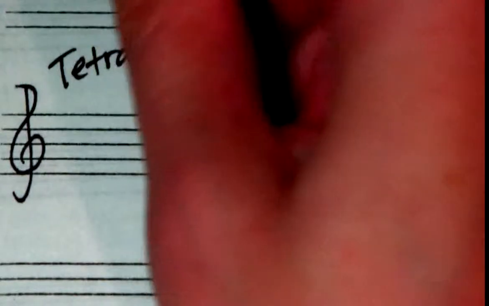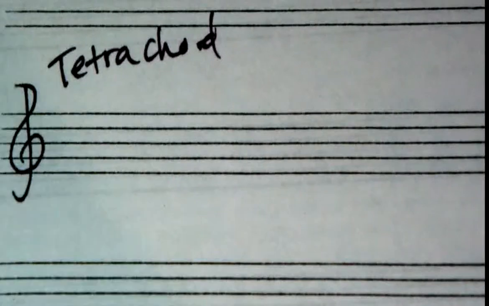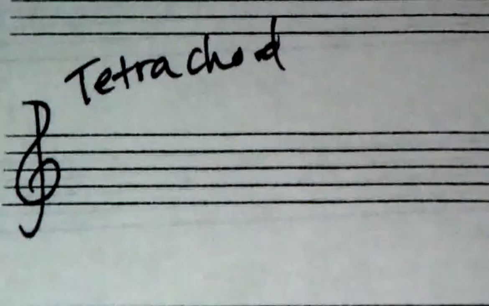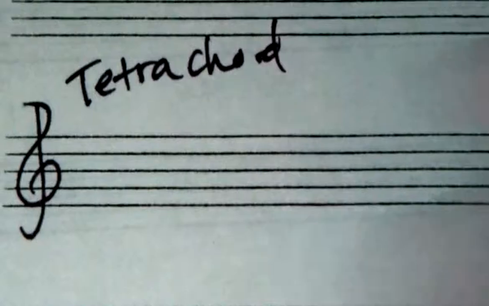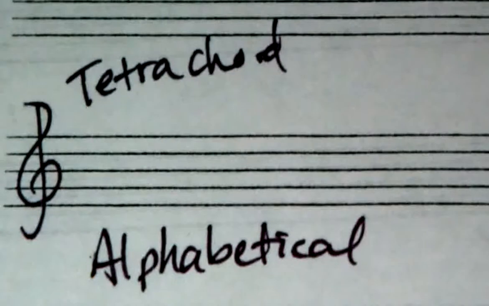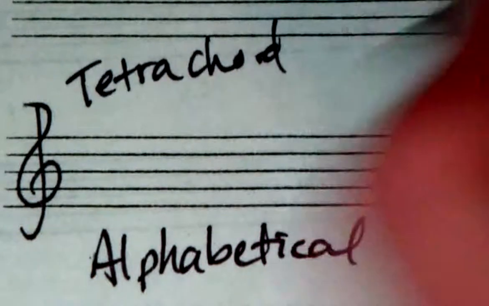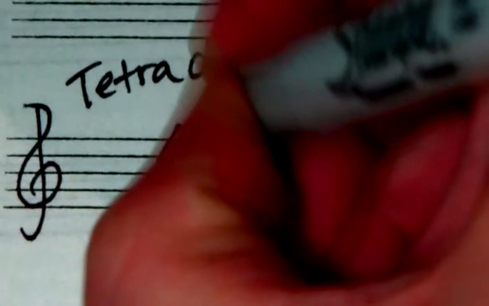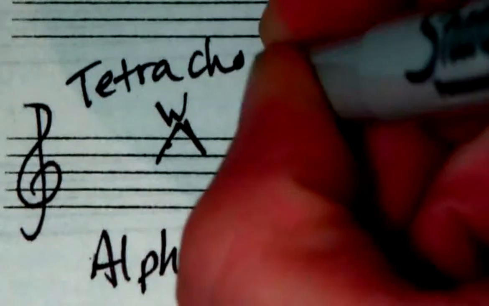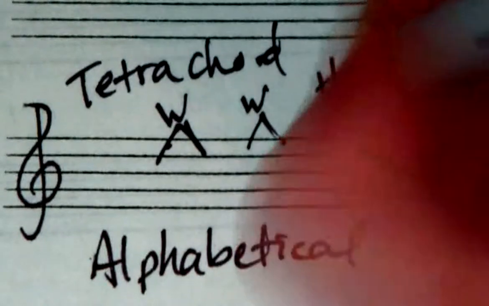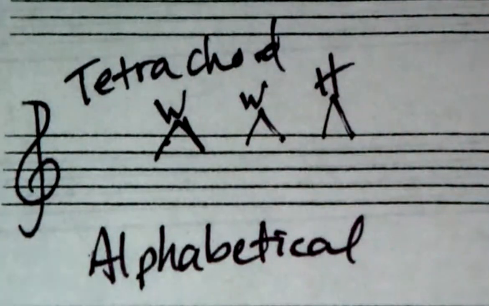So what is a tetrachord? A tetrachord is a series of 4 notes that has a certain pattern between them, and the notes must be in alphabetical order as they move across, and they must follow the following interval series of whole step, whole step, and half step. So what will this look like?